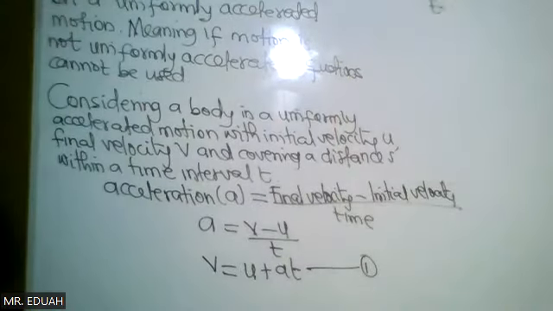Okay, so that's the first equation of motion. The second equation of motion, let's see how. Average velocity, average velocity, which we represent as V bar, V with a bar at the top, or V subscript AV.